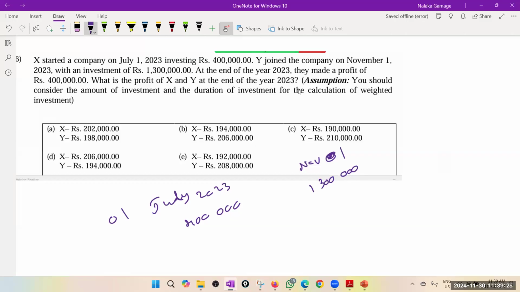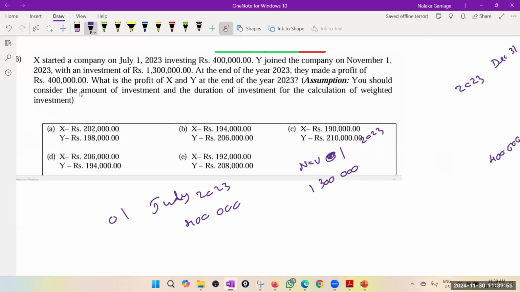At the end of year 2023, that is December 31st, they made a profit of 400,000. Now, what is the profit of X and Y at the end of year 2023?